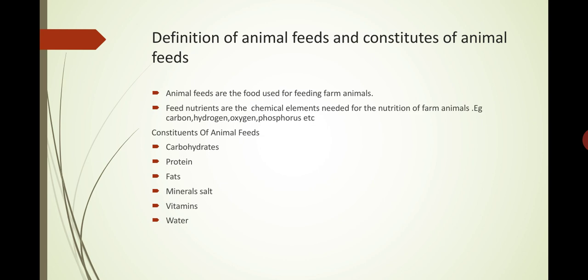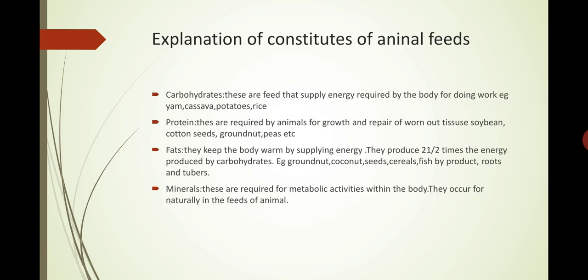Like us, we are also animals. We are the main types of animal. We have the carbohydrates, protein, fat, mineral salts, vitamins, and water. Those are the things that make the classes of animal feeds. In our case, we'll say classes of food. Classes of what? Foods. In this case, we are saying constituents of animal feeds. Let's move on to the explanation of constituents of animal feeds.